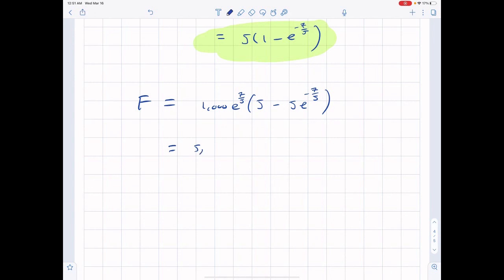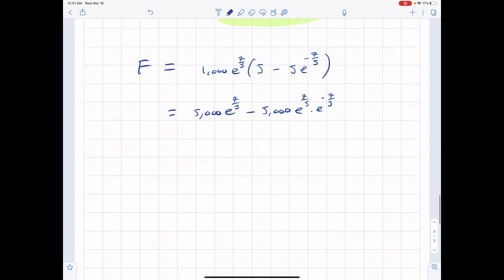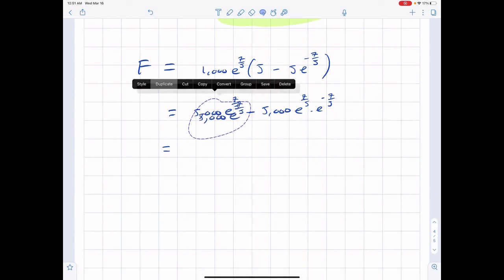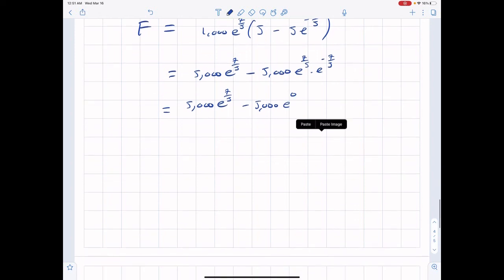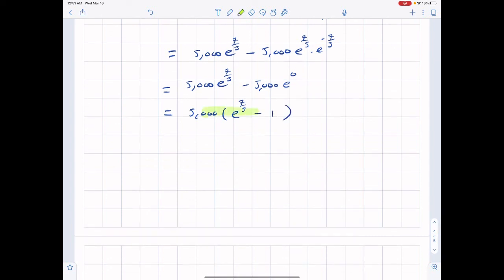This is going to be 5,000 e to the 7 over 5 minus 5,000, and then I have an e to the 7 over 5 times e to the negative 7 over 5, and again I'm going to use my exponent rules. Add the negative 7 over 5 and the 7 over 5, and it's e to the 0, which again is 1, so minus 5,000. After I factor out the 5,000, this is going to become 5,000 times e to the 7 over 5 minus 1. And this is my future value.